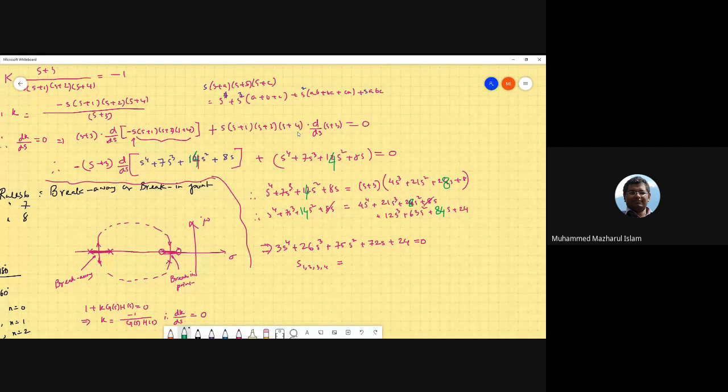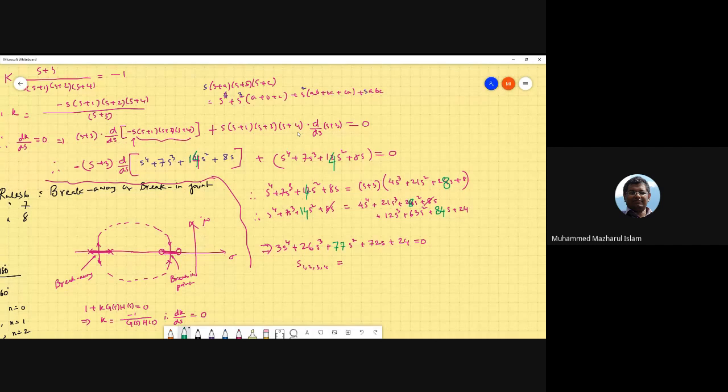So using the new values, 3s to the power 4, 7s cube, the s cube terms remain the same. The s square term will be different. 28 plus 63 minus 14. So it will be 77, right? 77.